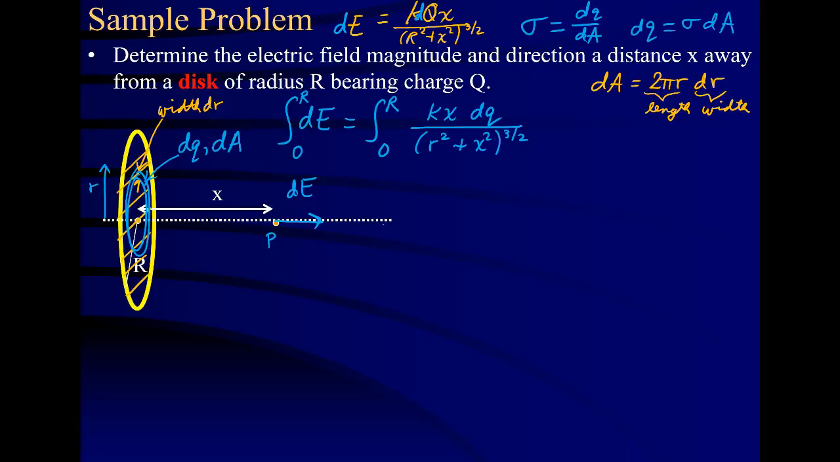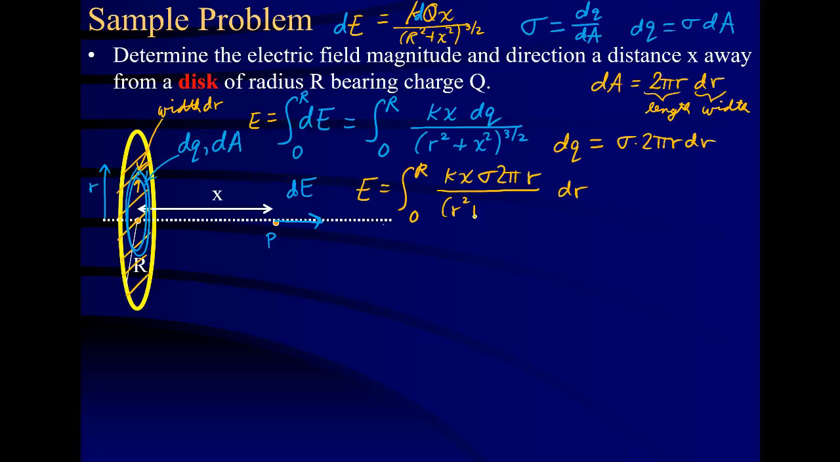Okay, so what do we do with this? This means that dq is going to turn into sigma times 2 pi r dr. We take that and we plop that into our expression. So this is our expression for the electric field. We will have the integral from 0 to big R of kx times sigma 2 pi r dr, and that's all over little r squared plus x squared to the 3/2.